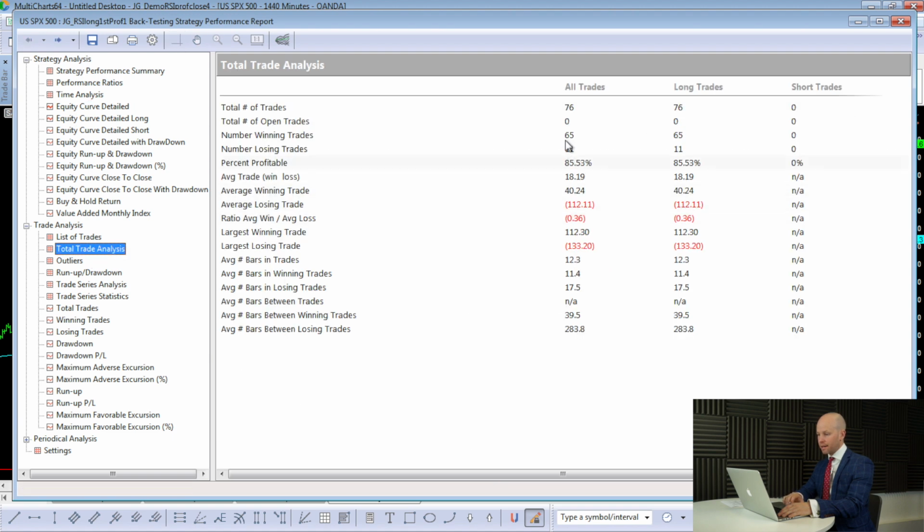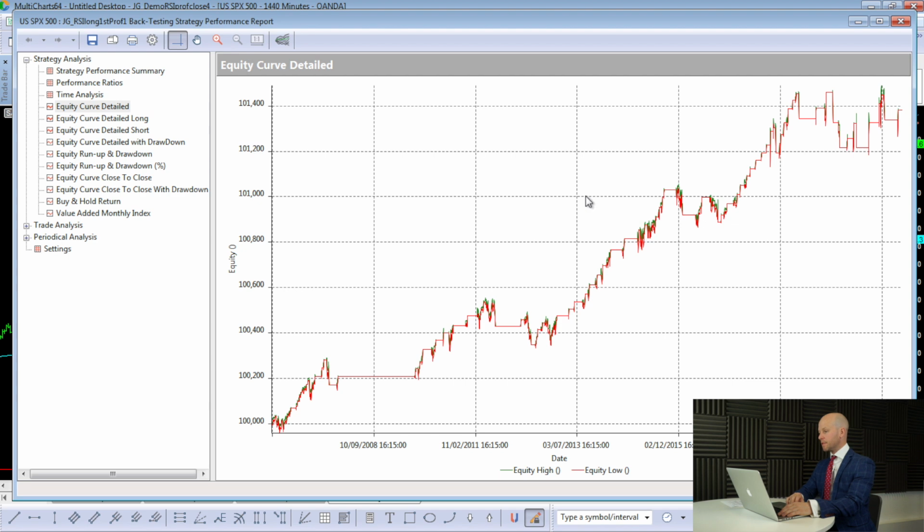Looking at the total trade analysis, we've got a few less trades at 76. We know that we've got percent profitable over 85%. We've got the best yet average trade value, and we've still got the same largest losing trade because of that stop loss. So the only thing that I think could be better is the equity curve, because recently it's gone a little bit sideways, which is a real shame.